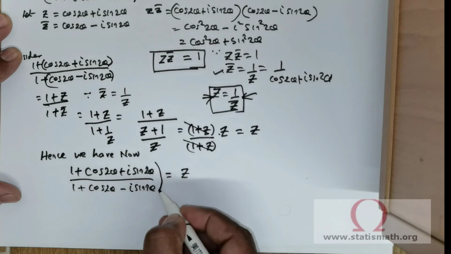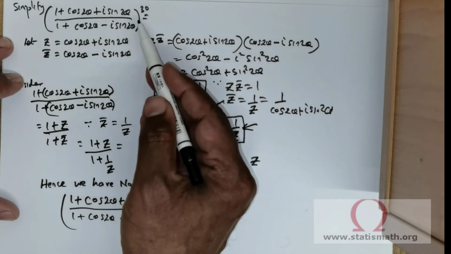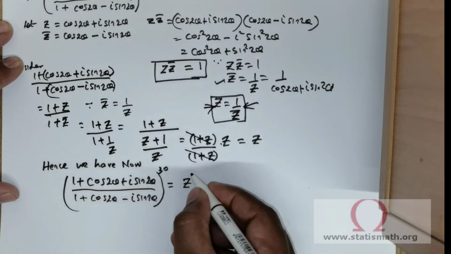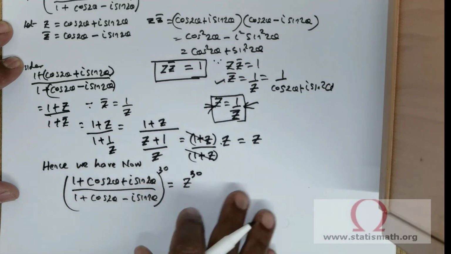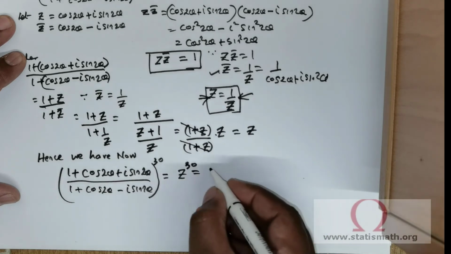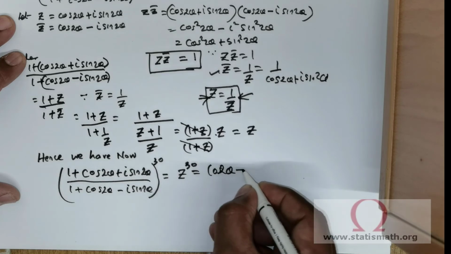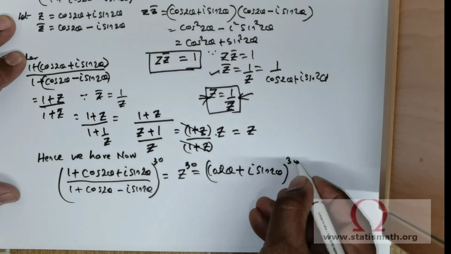Now I'm going to be raising this to the power of 30 because that is what is asked in the question. So if I do that, raising both sides to the power of 30, the right side is nothing but (cos 2θ + i sin 2θ) raised to the power 30.